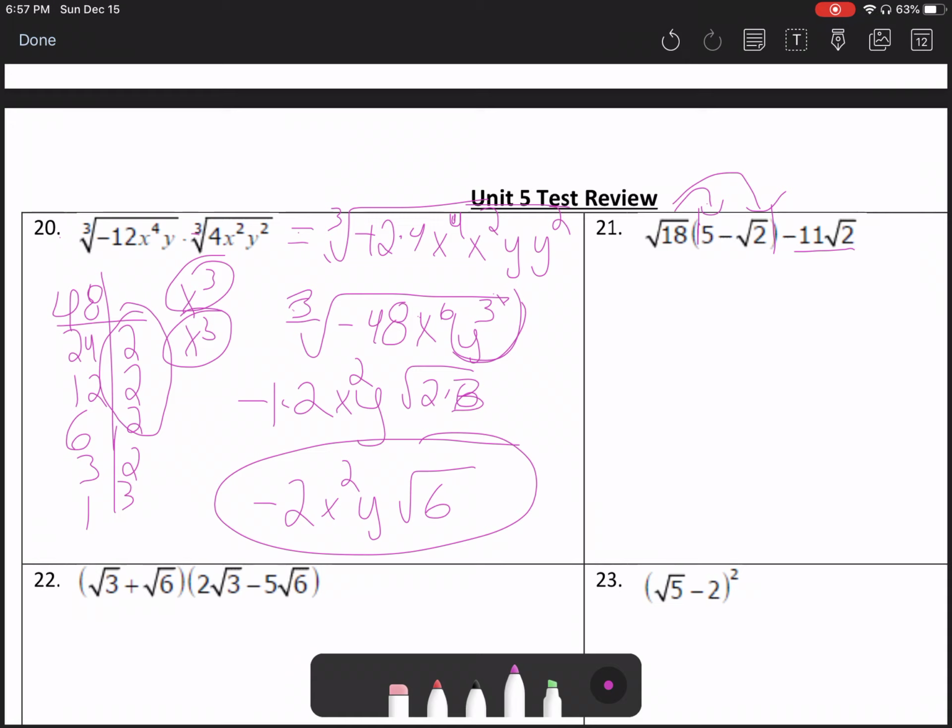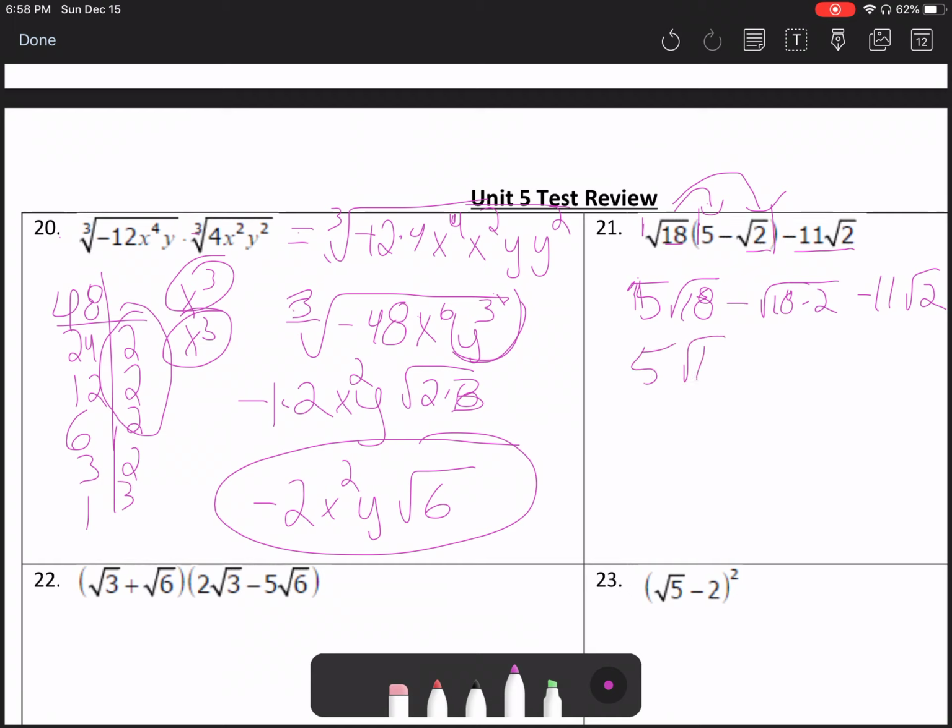I have a radical 18 and a 5. I can't combine the radical 18 and the 5, so I leave it as multiplication, 5 times radical 18. Now, the next one, I have the 18 and the 2, and they are both in the radical, so I can multiply. This is going to be radical 18 times 2 minus 11 radical 2. So I multiply that out.